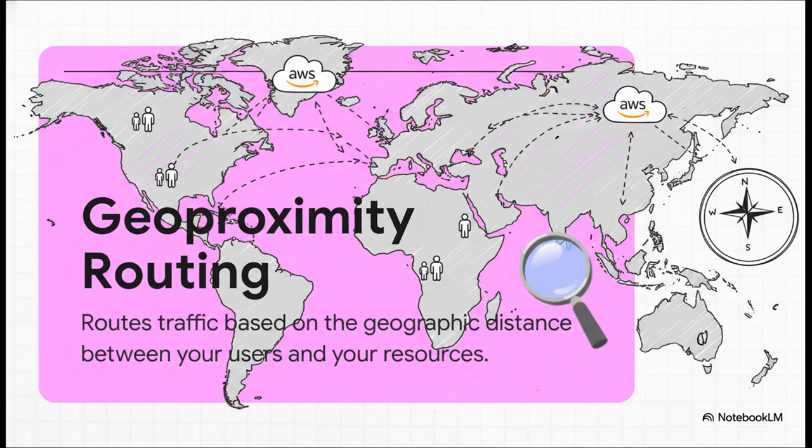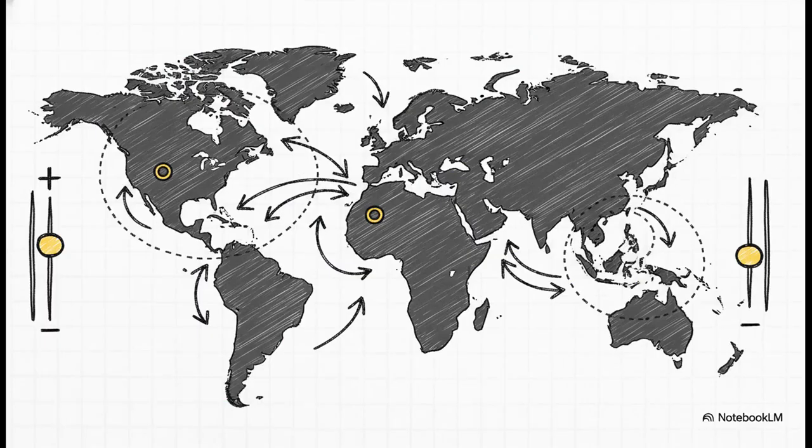Instead of routing by country, geoproximity routes traffic based on the actual physical distance between your users and your AWS resources. And this is where the magic happens. The real power of geoproximity isn't just sending users to the closest server. It's that you can apply a bias.